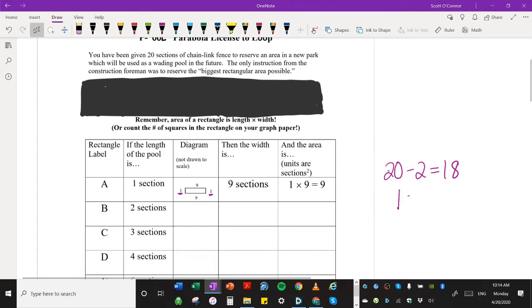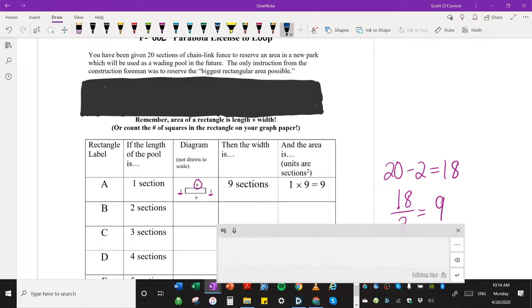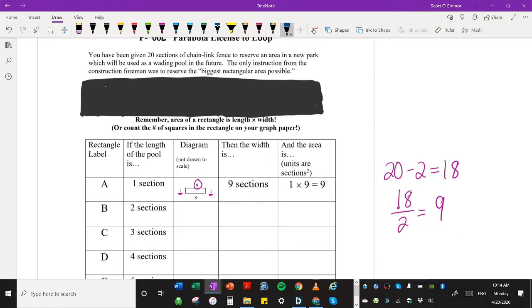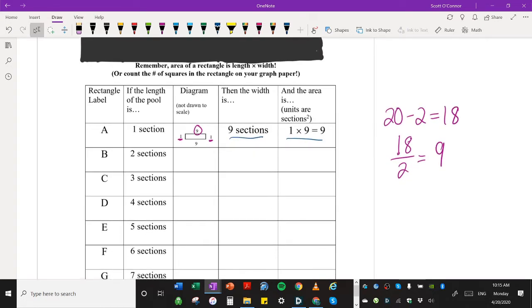So if you do 18 divided by 2, you will get the length of the width, which you can see here, it's 9 sections. So you would fill in here 9 sections, and then what would be the area of the rectangle? You do 1 times 9, it equals 9. And so we're going to fill this out, and I'll do the first couple with you, then I want you to try and do your own, and you can fast forward a little bit in the video and then see what it looks like at the very end.